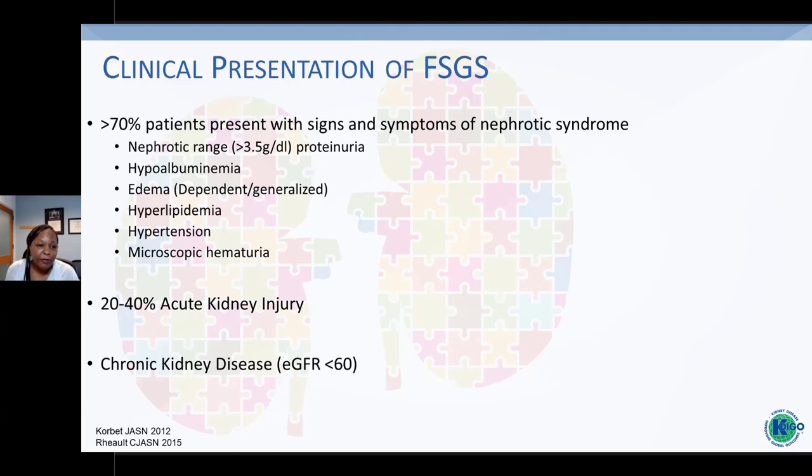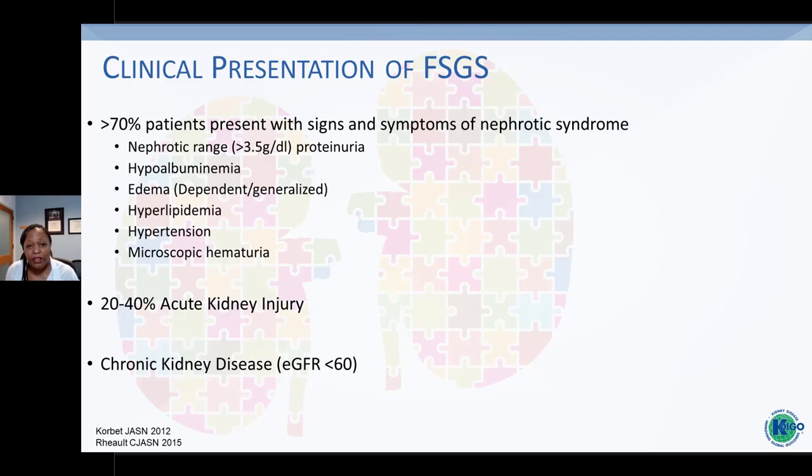You'll find nephrotic range proteinuria, hypoalbuminemia, edema that can be dependent or generalized, ascites and pleural effusions may be common, hyperlipidemia as a result of increased endogenous production as the liver is revved up trying to replace all of those lost proteins, hypertension and microscopic hematuria, all prevalent at the presentation of FSGS.